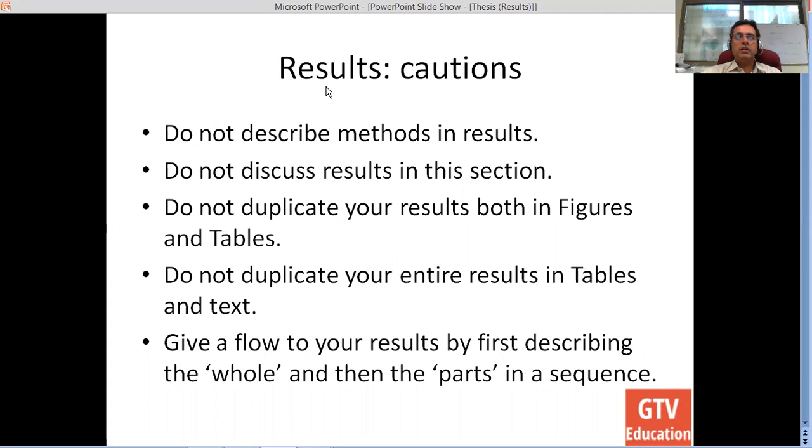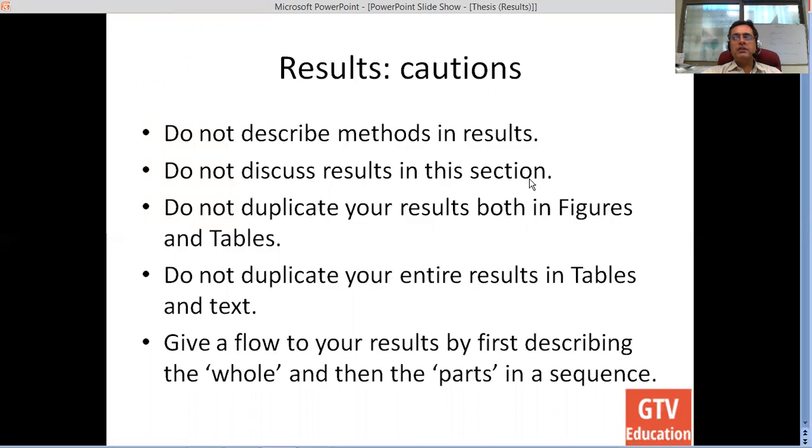So the first thing that I have seen in many theses is that people are describing methods in the results. The materials and methods section is a separate section in your thesis, and you have to describe the methods over there. So you don't have to describe the methods again. That is duplication, and that is not needed. And it doesn't give a good impression if somebody is describing the methods again in the results section. The results section is only for the results that you got as a result of doing some kind of experiments. So do not describe methods in results.